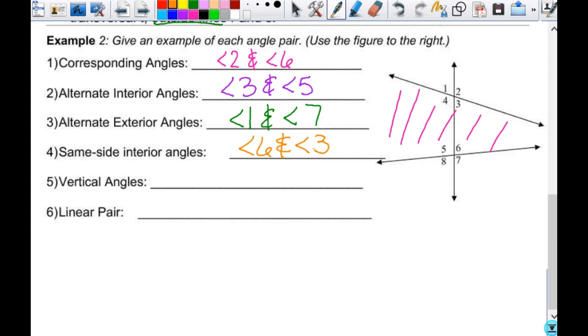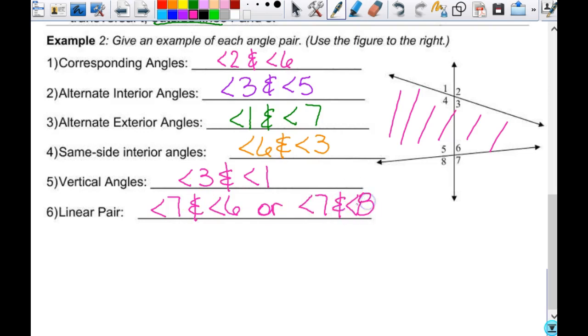All right, vertical angles. If I start with angle 3, which one is vertical with that? Angle 1. And then a linear pair, if I start with angle 7, what's a linear pair with 7? Angle 6 or 8. So I can do angle 7 and angle 6, or angle 7 and angle 8.